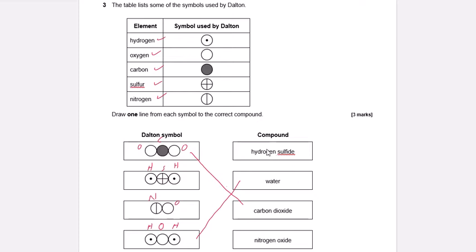Let's see, another one, hydrogen sulfide. Okay, hydrogen sulfide is hydrogen and sulfur, which is this one. And that only leaves us with one, which is nitrogen oxide, N and O, nitrogen and oxygen. Okay, which is this one here.